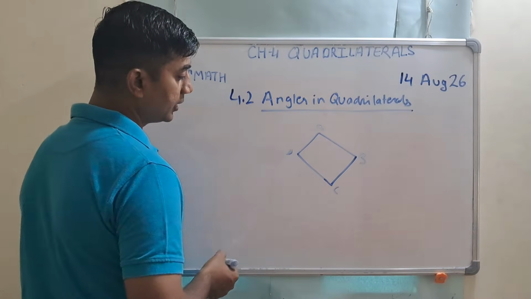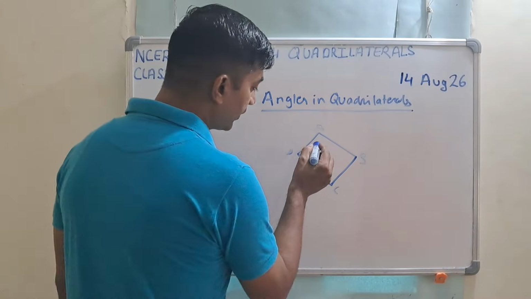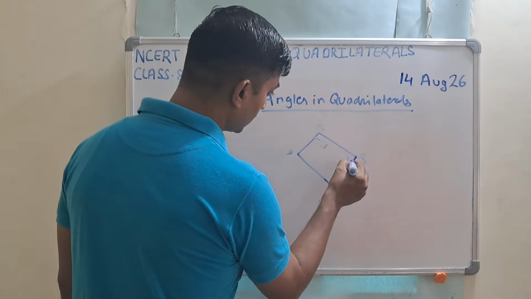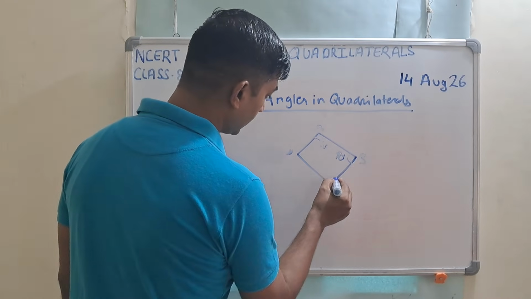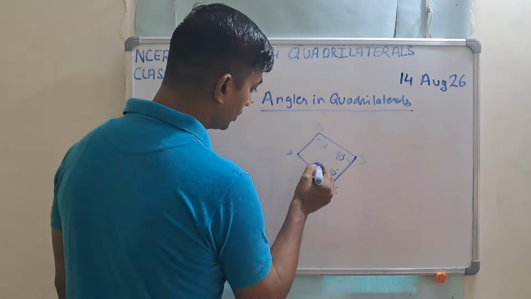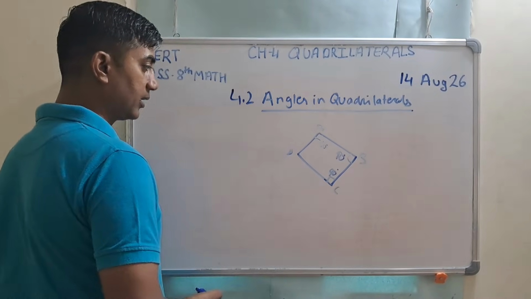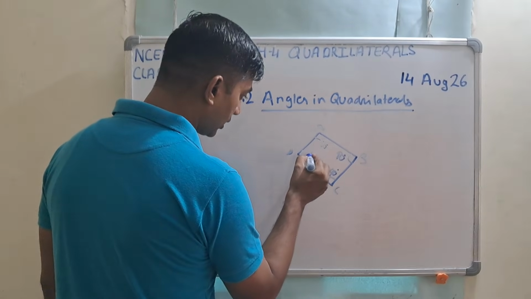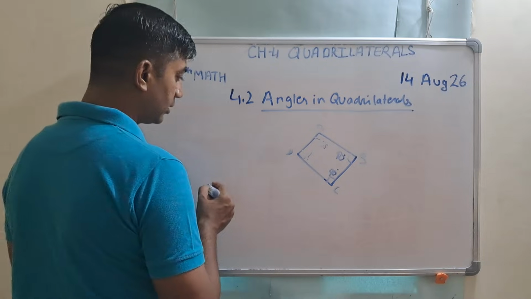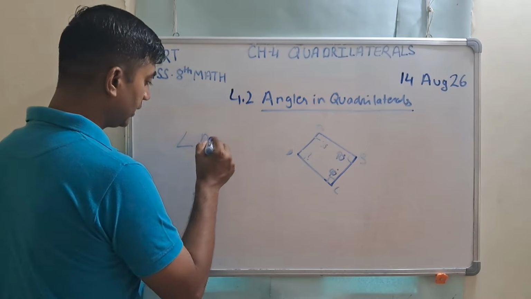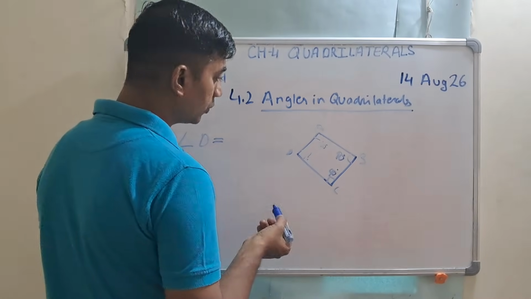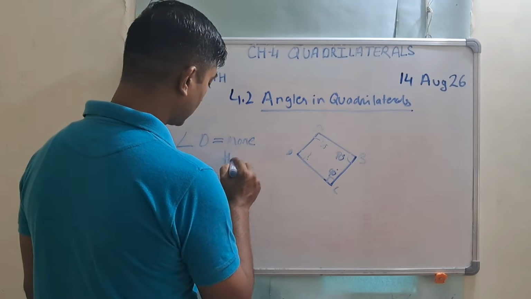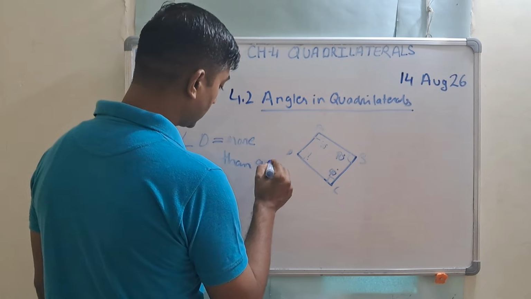This is a quadrilateral, and they have given us the measure of three angles: this is 90 degree, this is 90 degree, and this is 90 degree. Understood? We have been given three angles of 90 degree, and we have to see whether this angle D can be more than 90 degree.